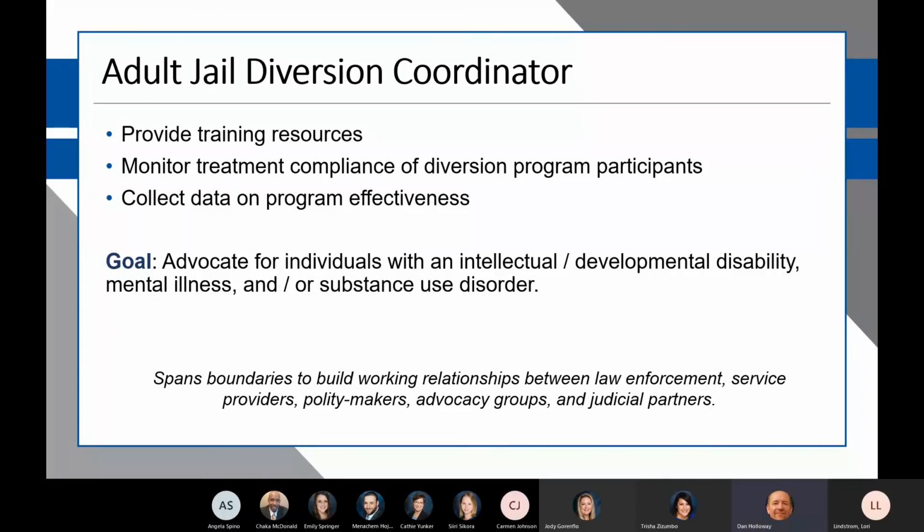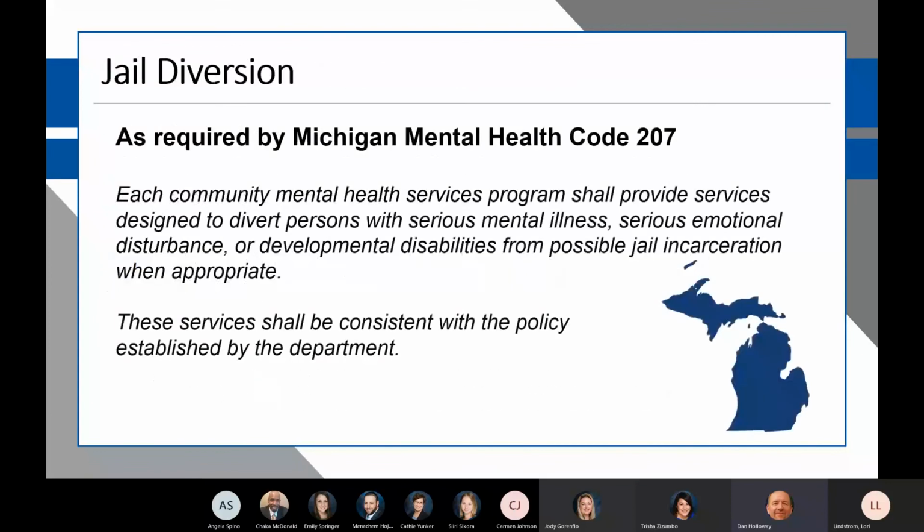So the next slide here, slide 12, is the jail diversion mental health code. I mentioned this was implemented in Michigan in 1996.